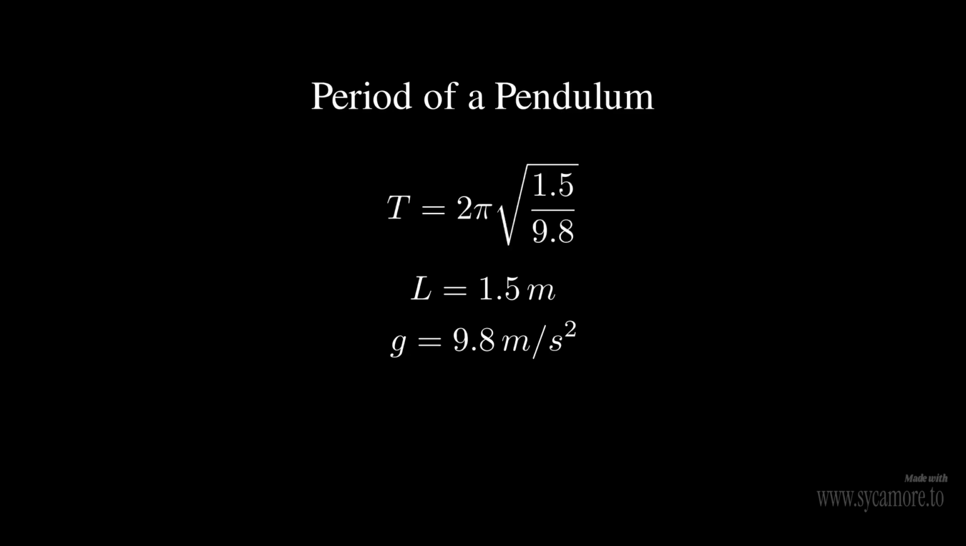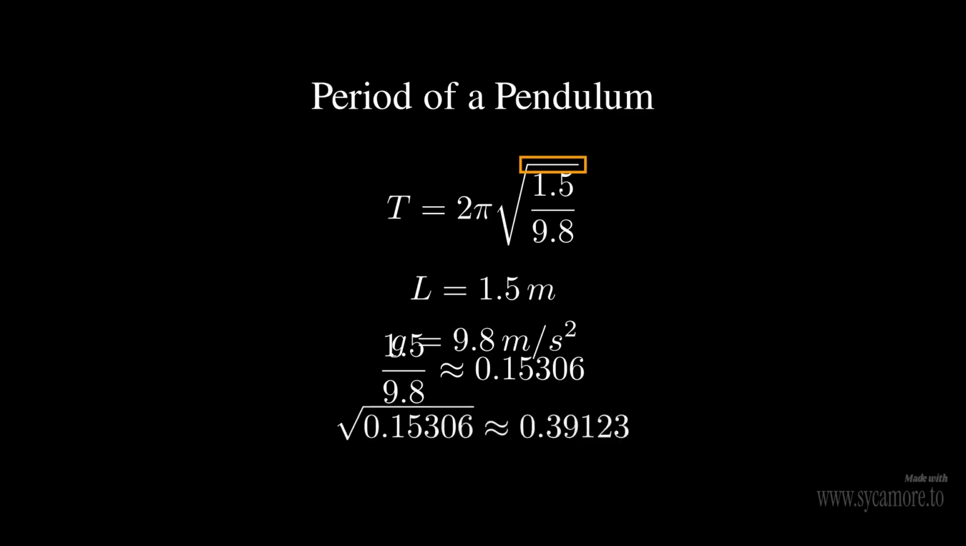Substitute the known values into the period formula. T equals 2 pi times the square root of 1.5 divided by 9.8. We compute the fraction inside the square root first. 1.5 divided by 9.8 is approximately 0.15306. The square root of that is approximately 0.39123.